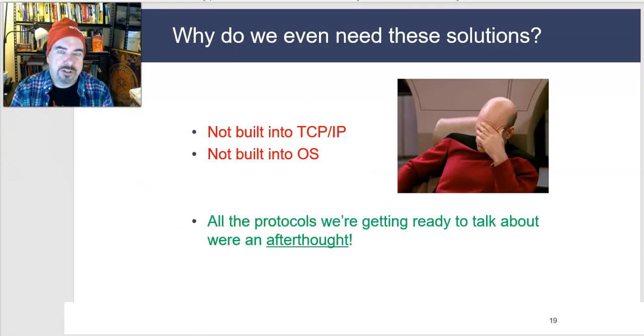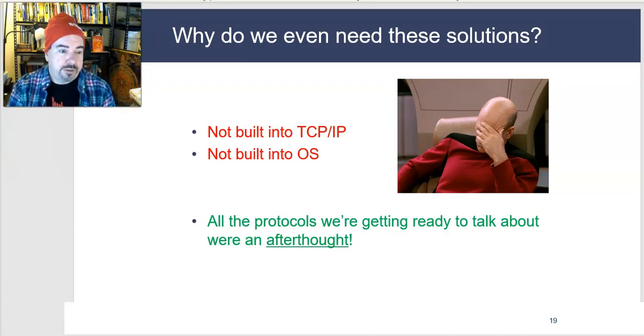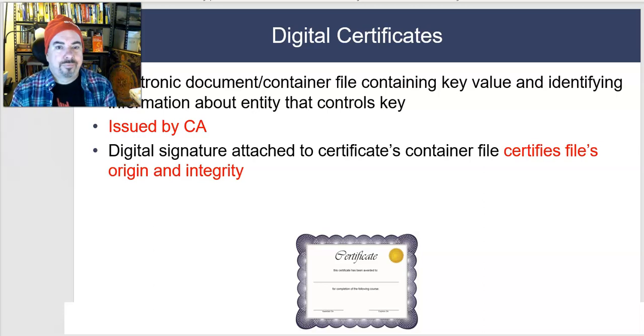Part of why we need this whole PKI system is because there's nothing around security that's built into TCP/IP. There's nothing built into the popular operating systems, at least originally. We're starting to now, but originally there was no security built into Windows or Mac or Linux at all. So we've had to cobble together solutions on top of the operating system level, which is why they're pretty slow. Okay, these digital certificates have to be issued by a certificate authority.